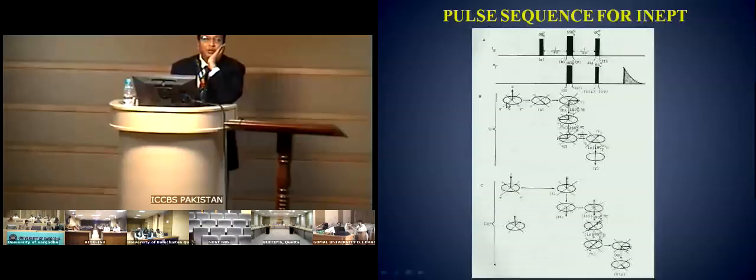Now I want you to see this is your proton and this is your carbon, and you have two different radio frequency oscillations, two pulses on two different nuclei at the same time. Okay, this is A, this is proton and this is carbon. Can you see it? No?